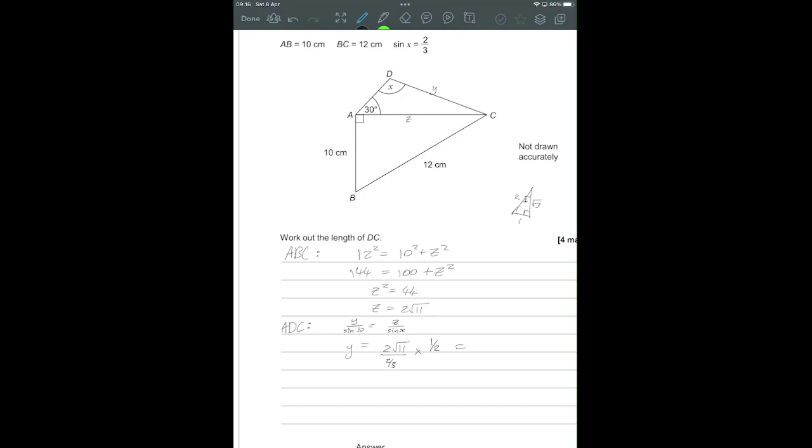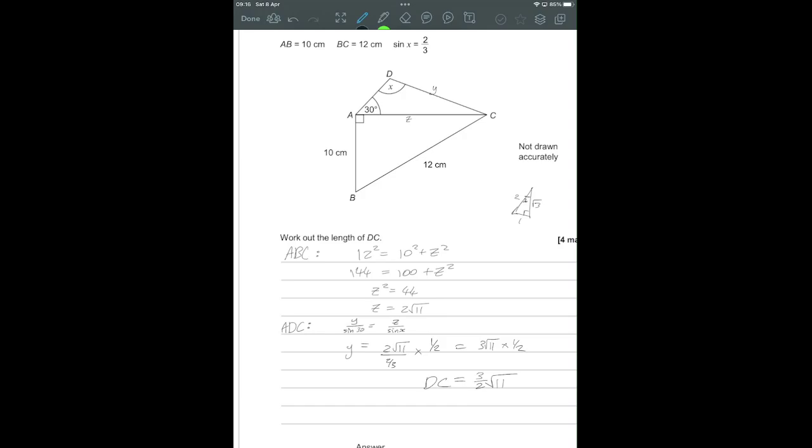I'm multiplying that carefully. I'll deal with the first part first. Dividing by 2/3 is the same as multiplying by 3 over 2, so the 2 cancels. So therefore, that side length, DC, is 3 over 2 root 11. Not particularly pleasant, but there's no reason why it had to be whole numbers and such.